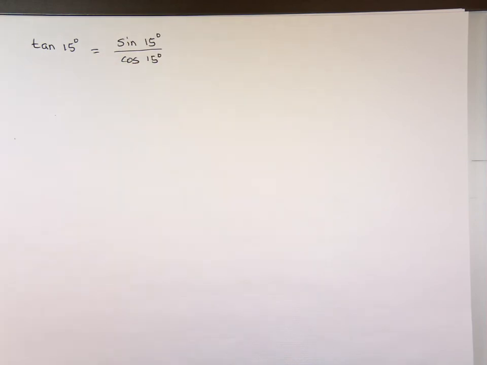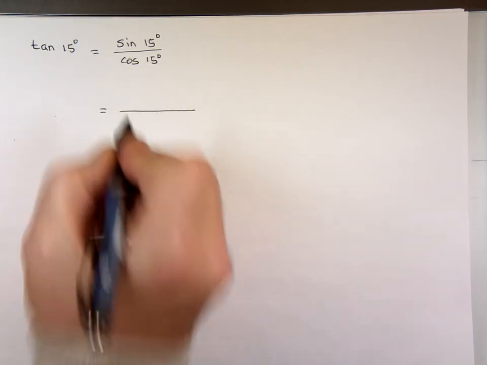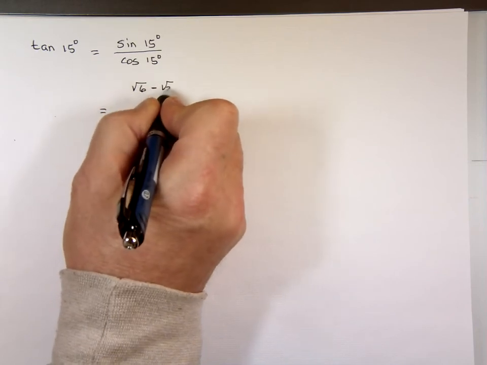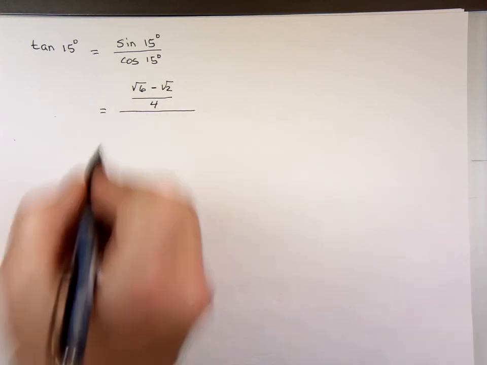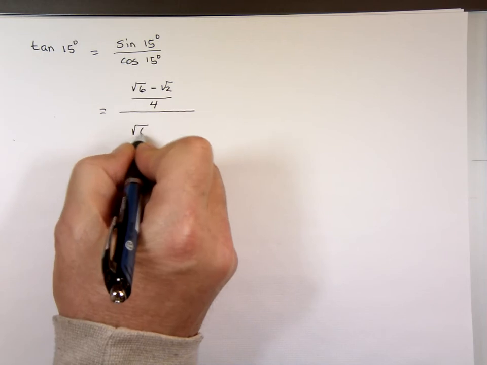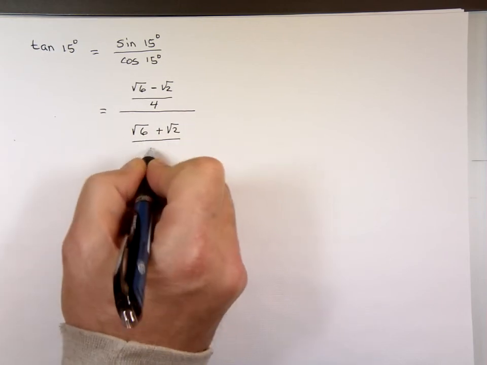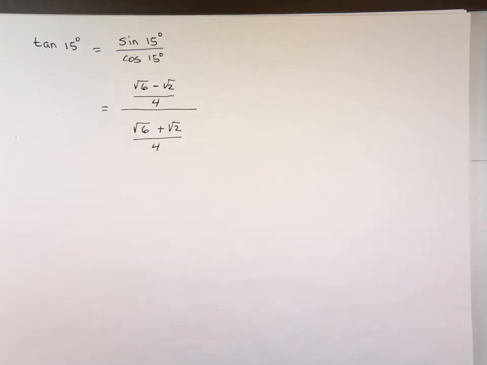So when you write that, what's the sine of 15? The square root of 6 minus the square root of 2 over 4. And what's the cosine of 15? The square root of 6 or 2, it doesn't matter because you have addition. It doesn't really matter which one you write first. When you have addition, you can flip them, right? The 2 first or the 6 first. And now the rest is just algebra.